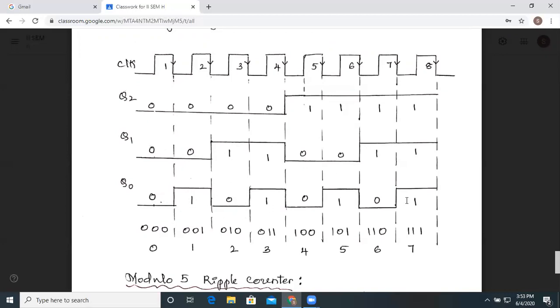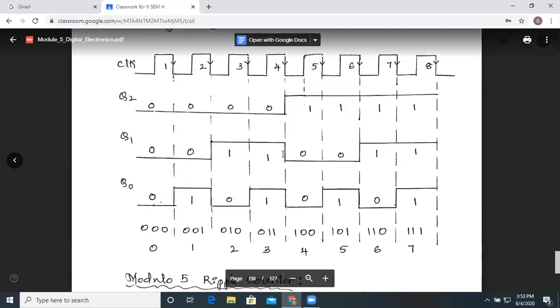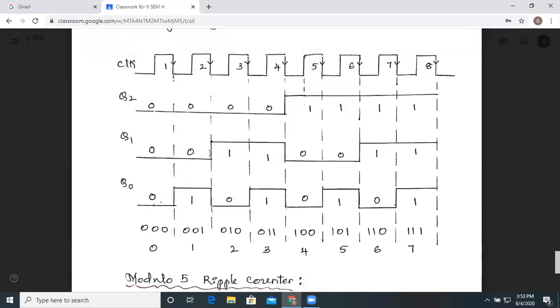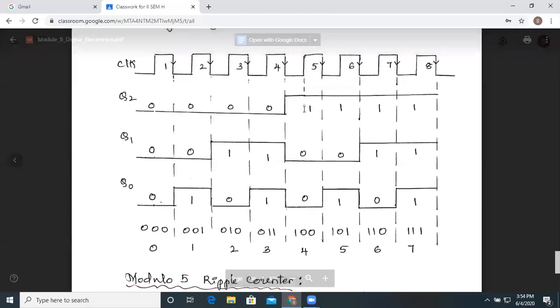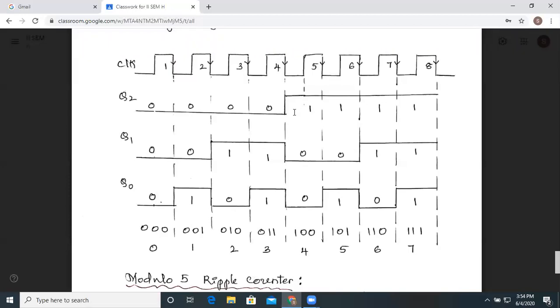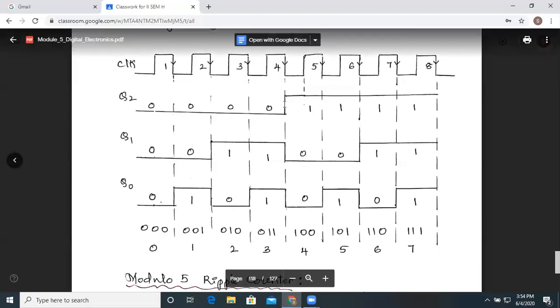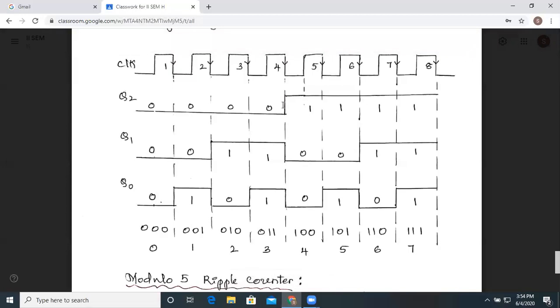The first flip-flop will continue to toggle, but the second one will toggle only at this time. Obviously Q2 will toggle only once over here, because here at the 4th clock pulse it is going to get the input. So it will toggle and it will continue to be in that same state.